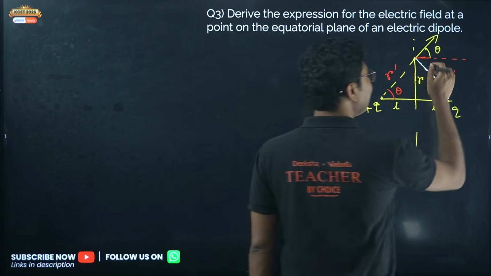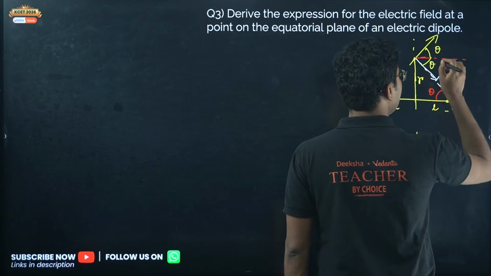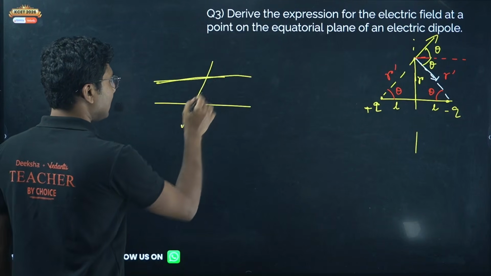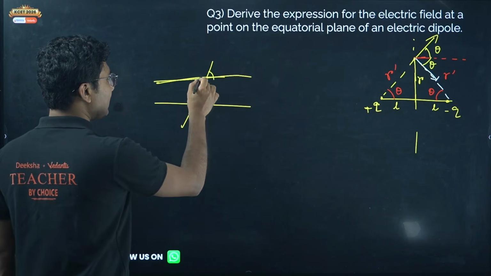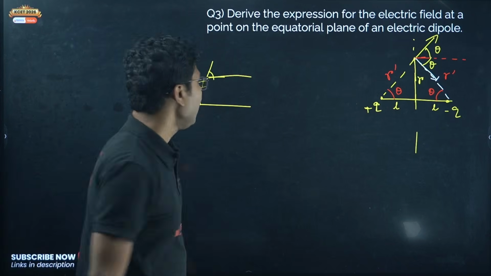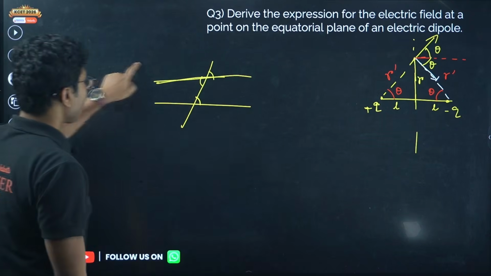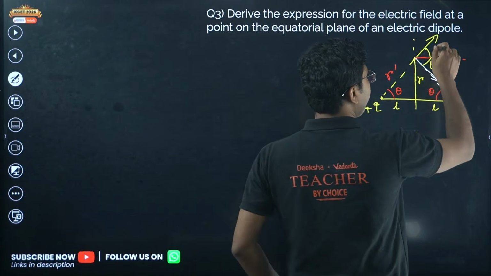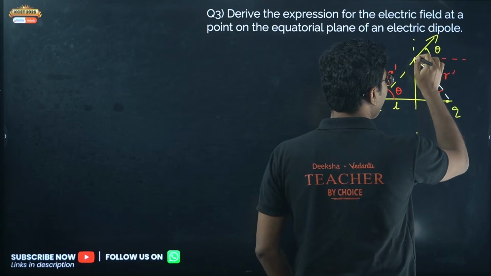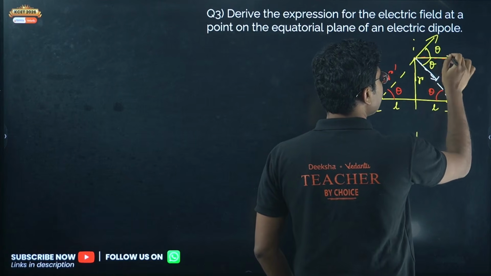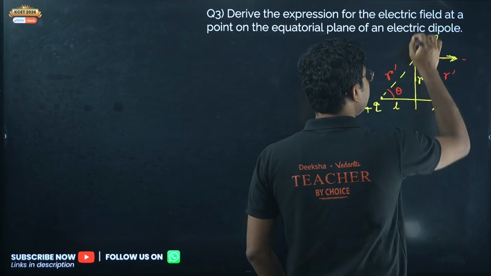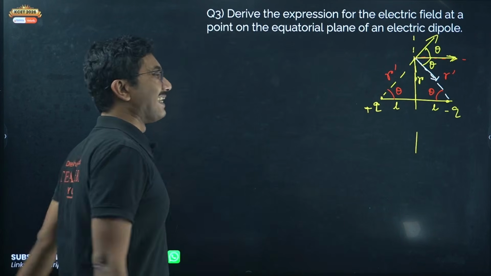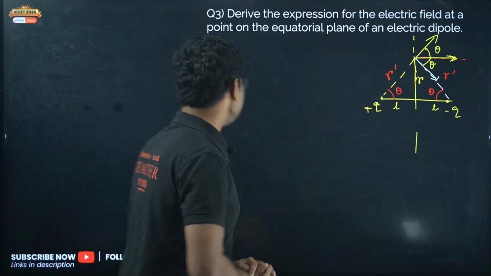And if this angle is theta, this angle will also be theta, alternate angle theta. Here they are forming parallel lines. So this angle will be this for the first one, and this angle will be this for the second one. Okay, so this is how you can say. Now if you take the component, this will be cos theta component for the top one. This will also be cos theta component for the bottom one. This will be sin theta component for the top one, and this will be sin theta component for the bottom one. So along the y direction, the electric field will cancel each other.